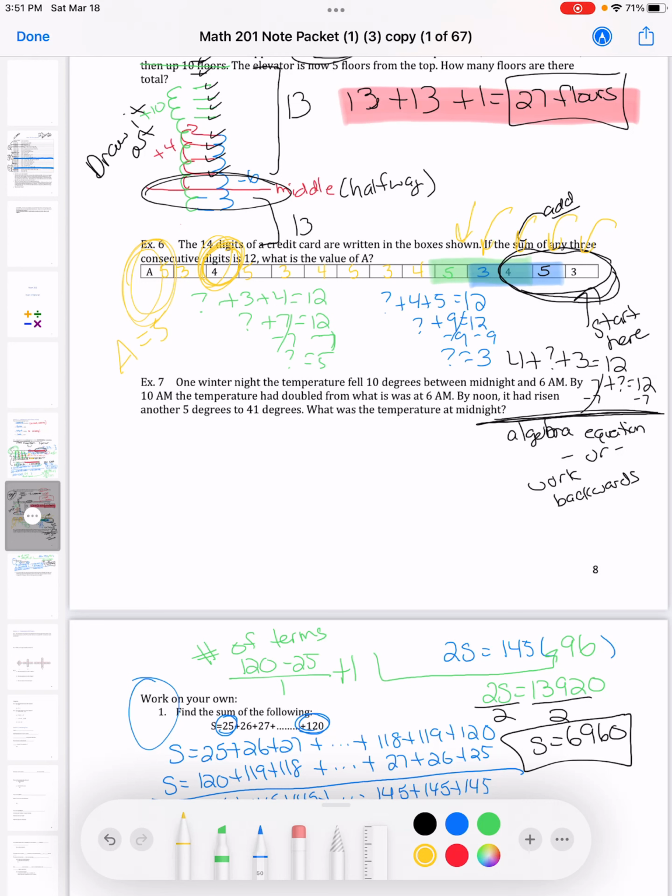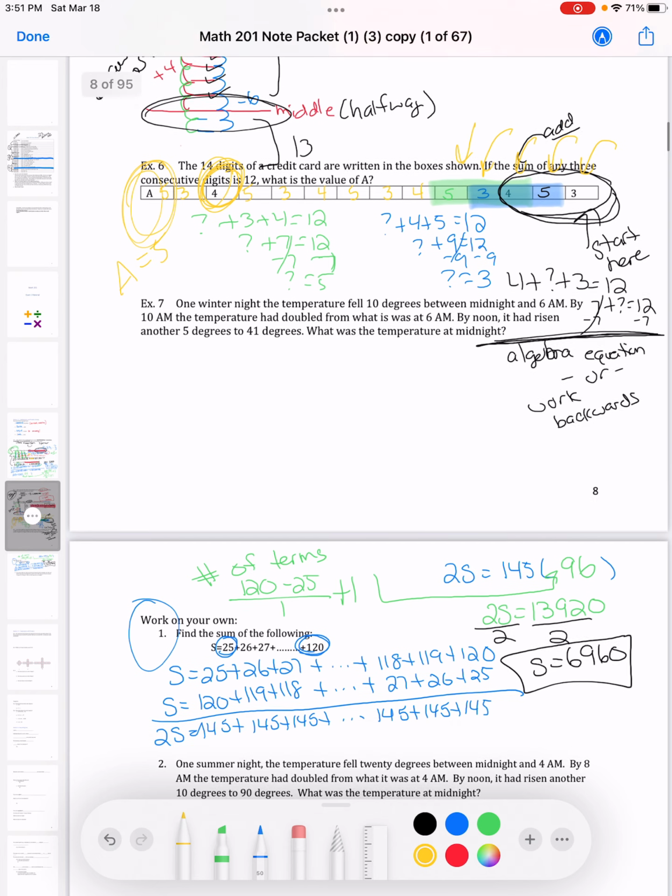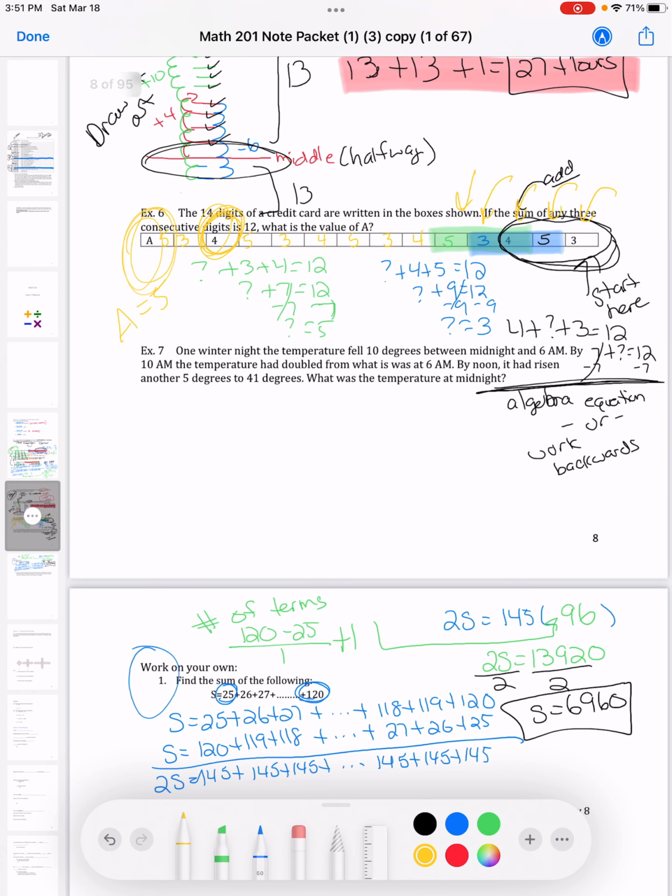For this last problem, there are two ways to work it, and I want to work it both ways, and then I have another one for you to try. I'm first going to work it like an algebra equation. So one winter night, the temperature fell 10 degrees. I'm going to try to color code it.